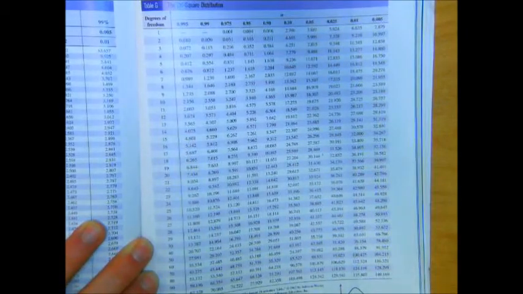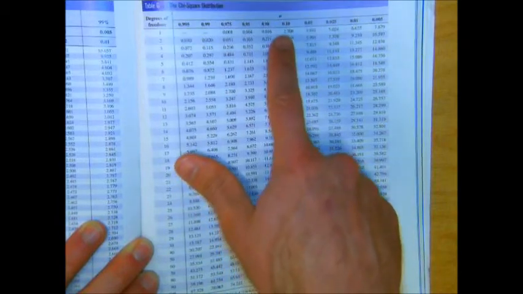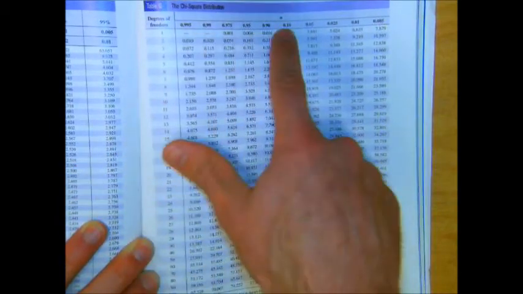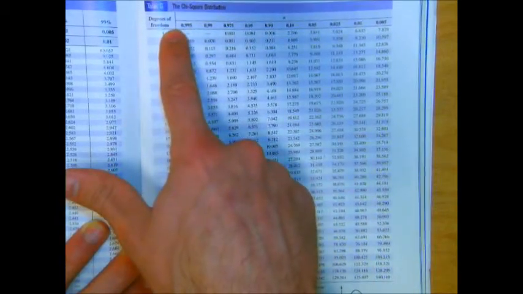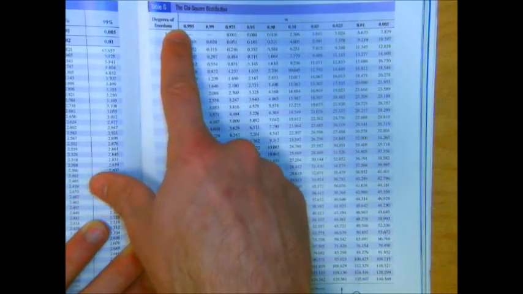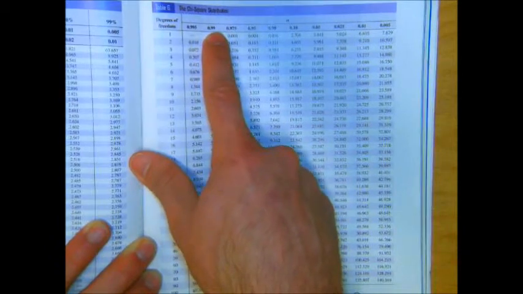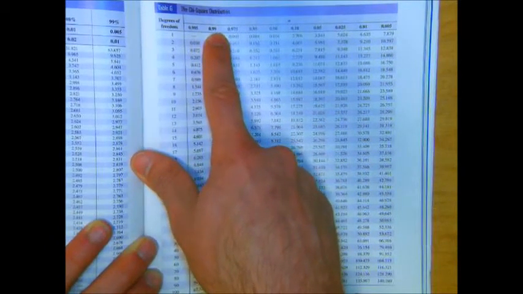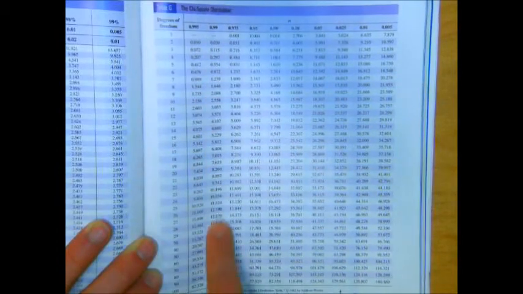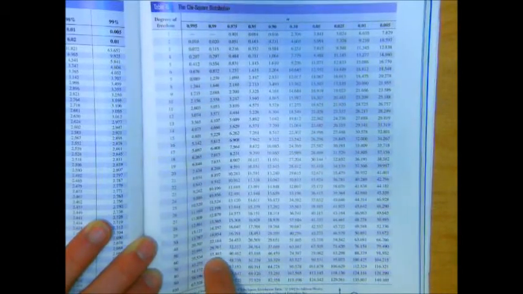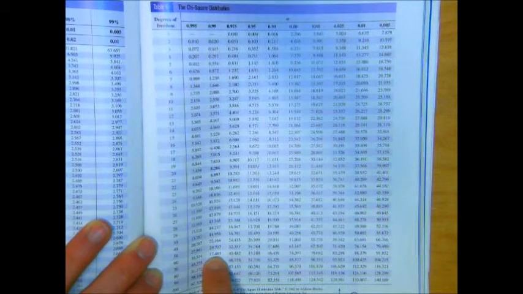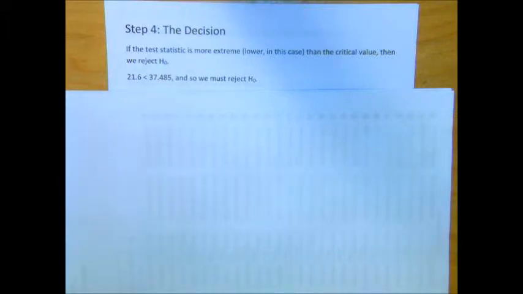To see where I got that figure, we know that we're doing a lower-tailed test, so we're going to be on the left side of our chi-square distribution. We want a 1% level of significance, so we're going to go to the 99% or 0.99 column, because that's the opposite of 1%. We go down, we find 60 degrees of freedom, and that's where I got my 37.485 figure.